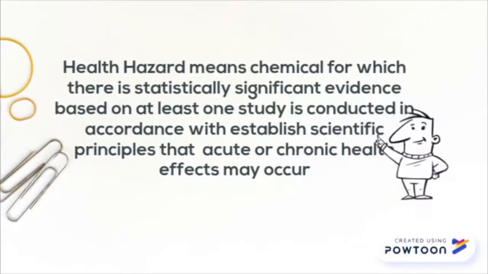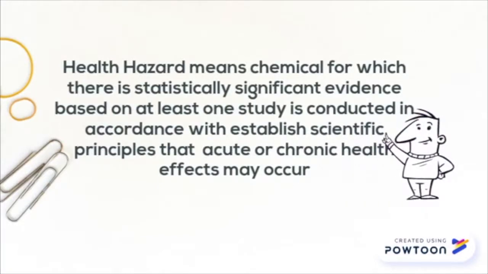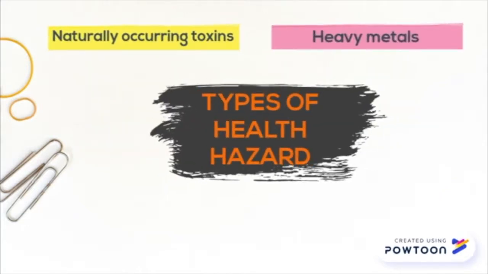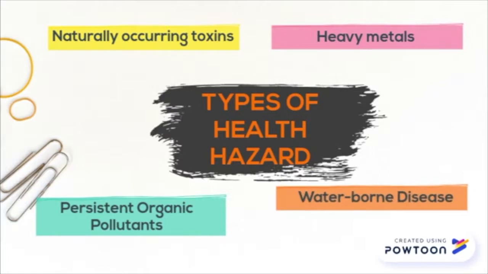Health hazard means chemicals for which there is statistically significant evidence, based on at least one study conducted in accordance with established scientific principles, that acute or chronic health effects may occur. There are four types of health hazards: naturally occurring toxins, heavy metals, persistent organic pollutants, and waterborne disease.